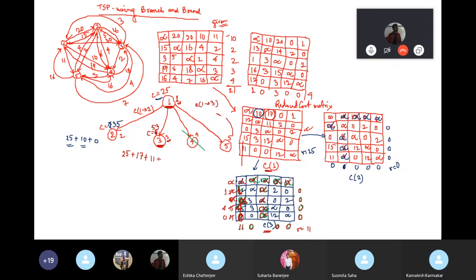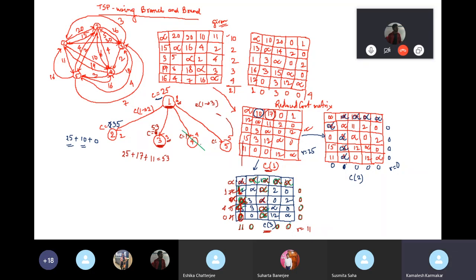Okay. Is there any problem? How to reduce it? So this cost is 53. If this cost is 53, then it will be marked as 53. Similarly, you have to calculate the cost for this one. Similarly, you have to calculate the cost of this node.